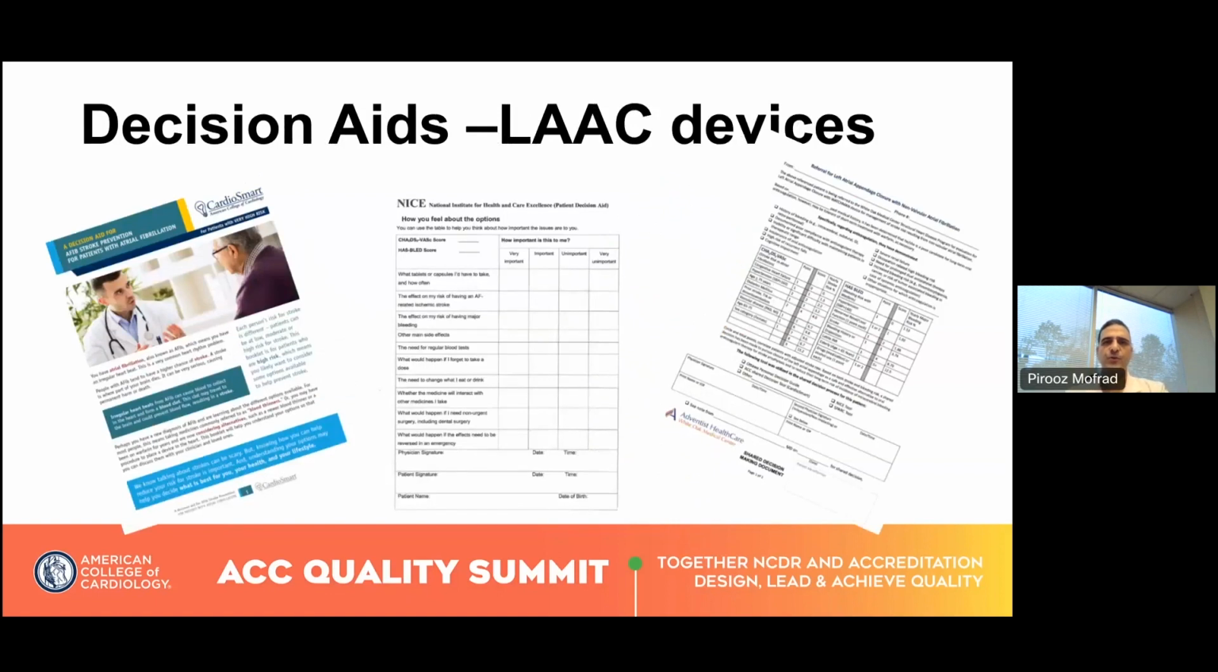For LAAC, left atrial appendage occlusion devices, there are some very good decision aids through CardioSmart and the NICE form that can be gone through. We even have personalized forms through our hospital that we designed where we can go through with patients at the time of their discussion in the office to decide if they're a good candidate for occlusion devices of the appendage, and they can take it home and come back and discuss it further.